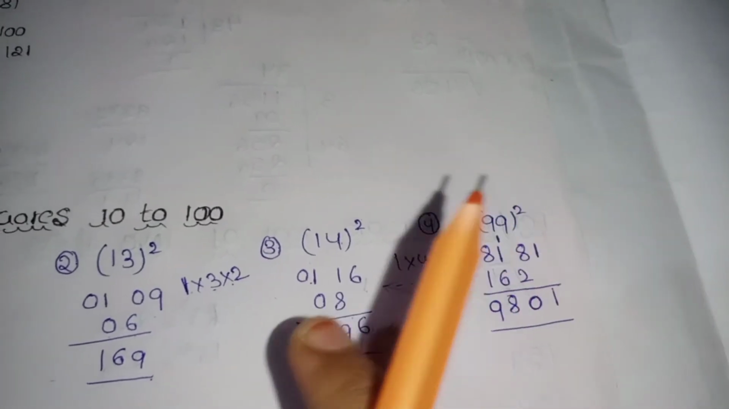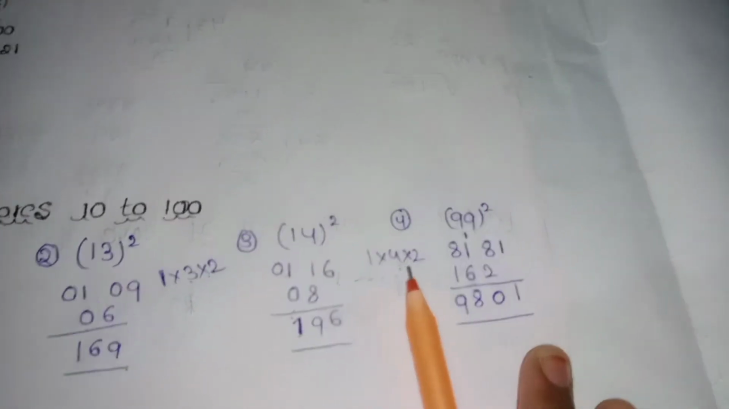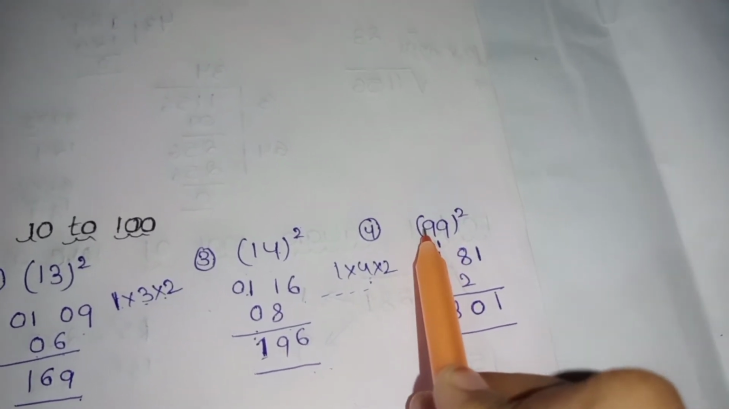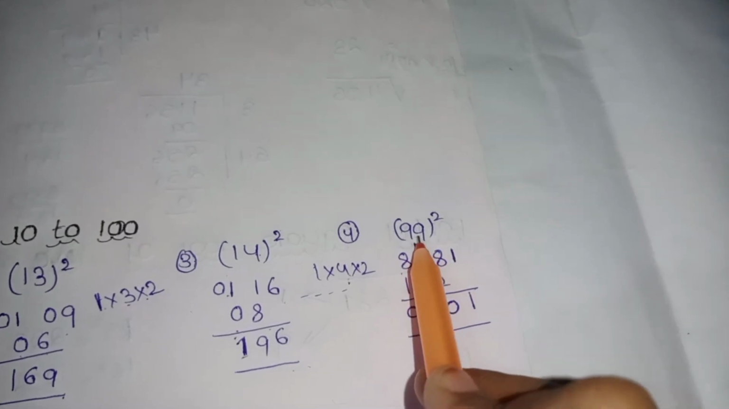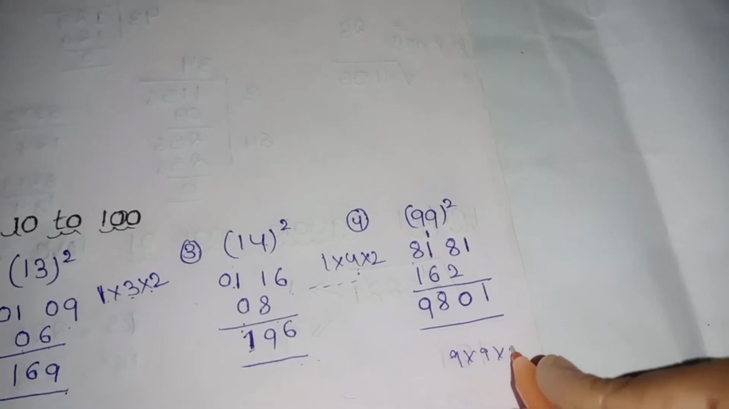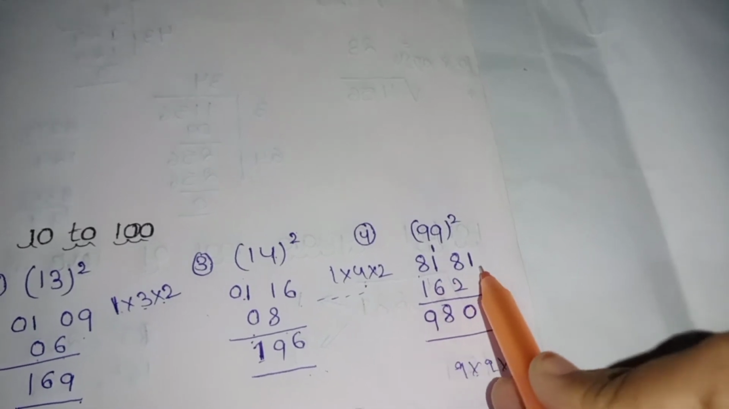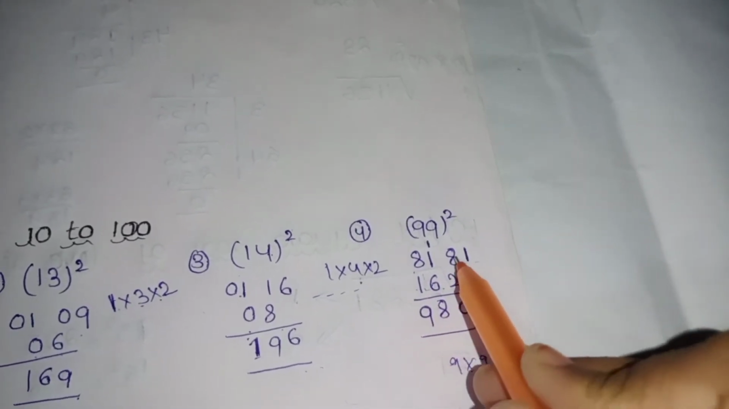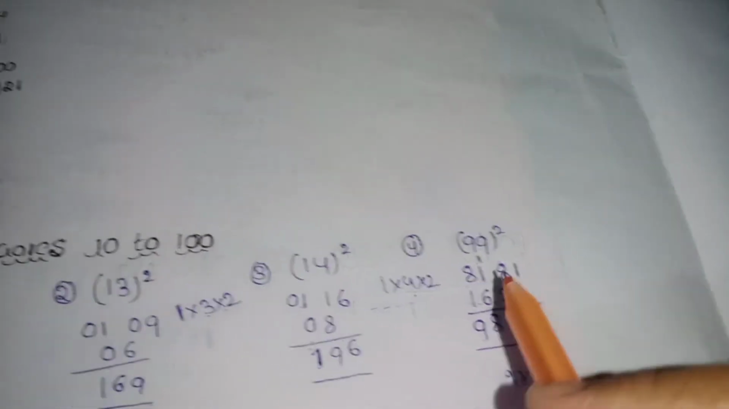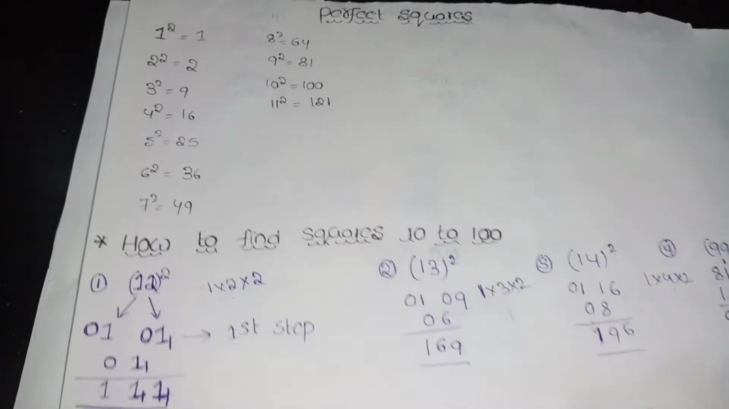And next, this process will be done until 99 whole square. Here I am choosing 99 whole square. First, you square this number, 81, and we square this number, 81. And next, we multiply 9 into 9 into 2. 9 9s are 81, 81 2s are 162. Remove one number and place 162 here, and adding, 9801. This is the answer of 99 whole square. This is the trick to find squares of 12 to 100.